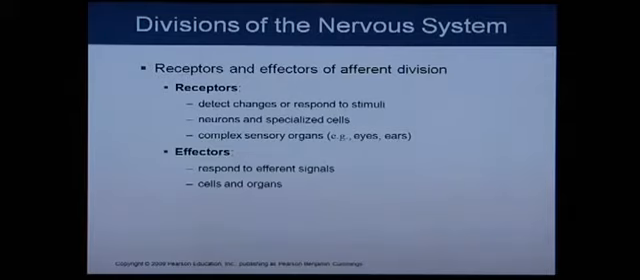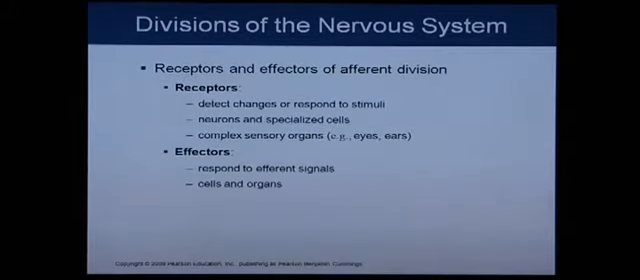So some of the parts of the afferent division, remember this means coming in or accessing the central nervous system, are receptors. Receptors are going to pick up on any change or stimulus and bring that information in to the central nervous system for interpretation. And that kind of information can come from sensory organs like the eyes and the ears. So we see something, we hear something, that information goes through the afferent division of the peripheral nervous system to the brain, where we can then process the information and interpret it.